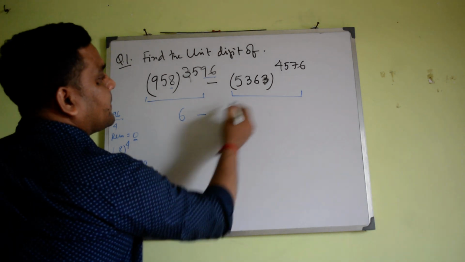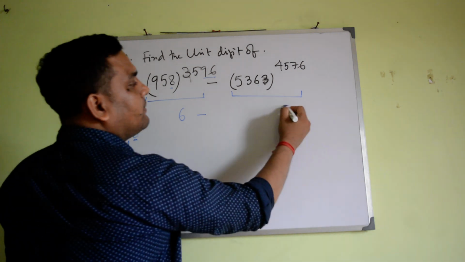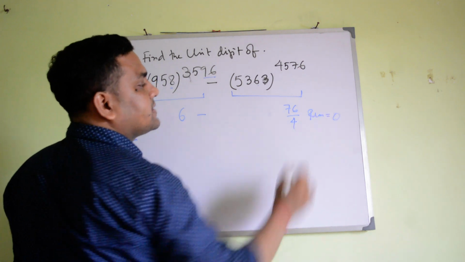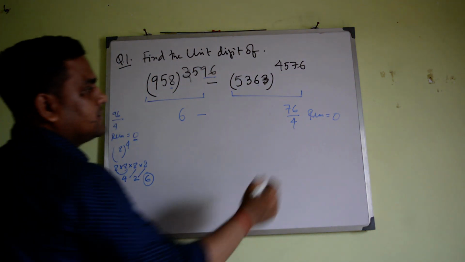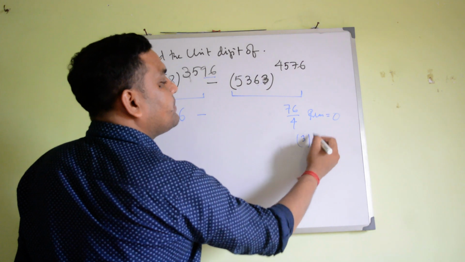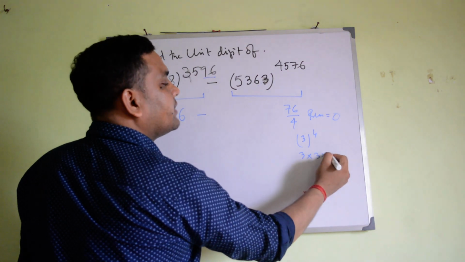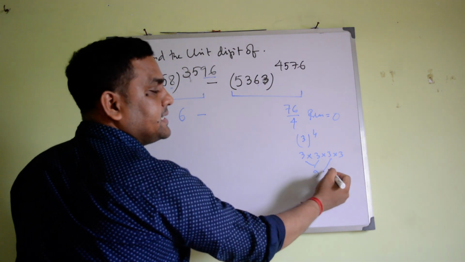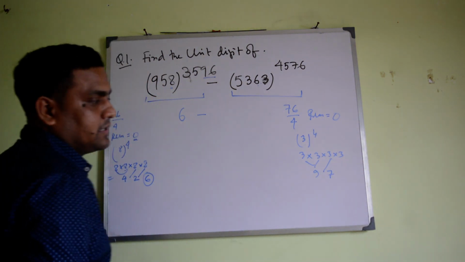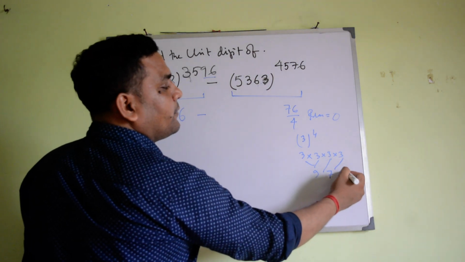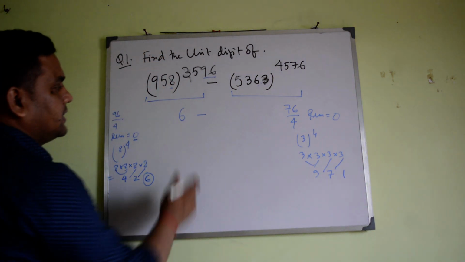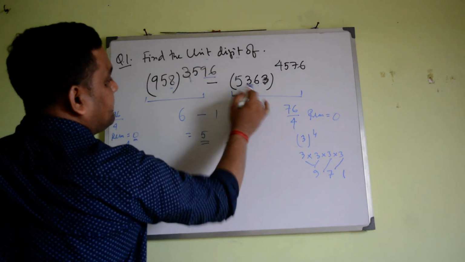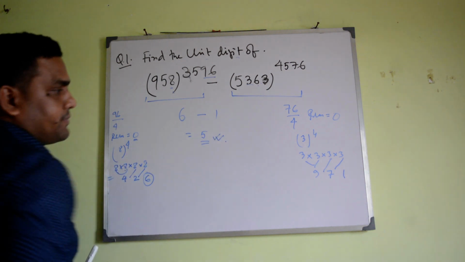So 6. So what is your unit digit here? 6. Minus, what is the unit digit of that particular number? It's just 76 divided by 4. Again, remainder is 0, 4 into 19, 76. So what is this unit digit? 3 to the power 4. So 3 cross 3 cross 3 cross 3. 3 cross 3, 9. 9 into 3, 27. I just take the last digit, 7. 7 into 3, 21. So the last digit is 1. So 6 minus 1 gives you 5. So the unit digit of that particular number is 5.